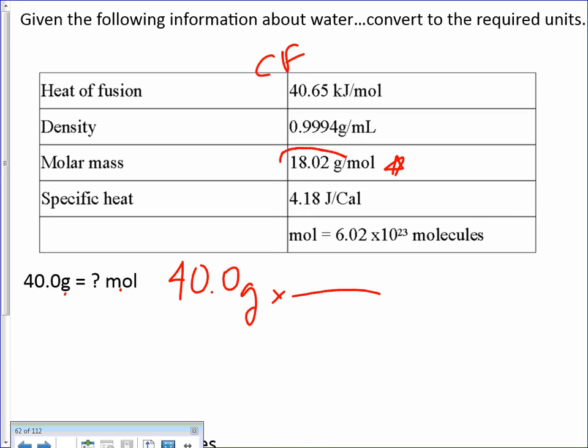Good. You're seeing that this 18.02 grams, the 18.02 sticks to the gram. Don't separate those. They stay together. Why are we putting the grams on bottom? To cancel these grams on top. Good. But what goes with mole? 1. Because this is a fraction, so it's 1 mole. So in your calculator, what are you doing? 40 times 1 divided by 18.02. And do not multiply by 1 in your calculator. You know it's the same. What did you get?